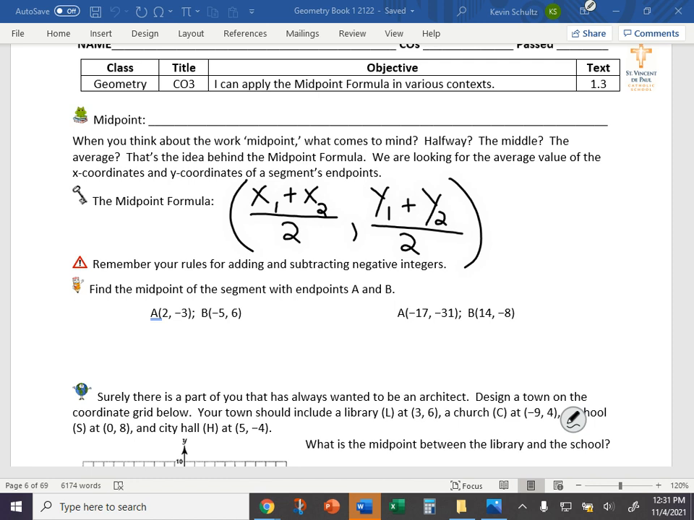So we didn't actually define midpoint here. We'll do that here. A point in the middle of a segment.